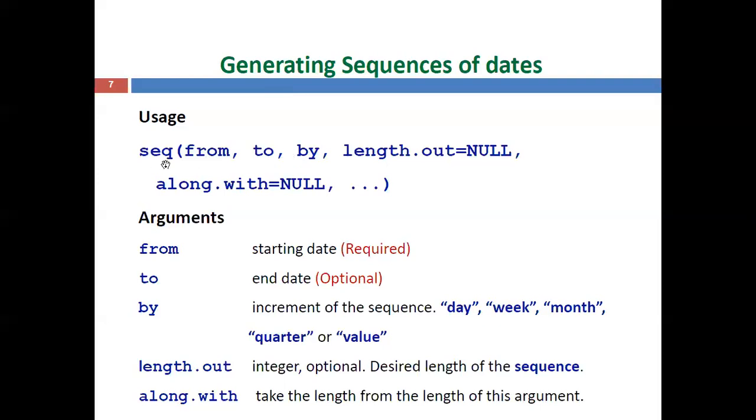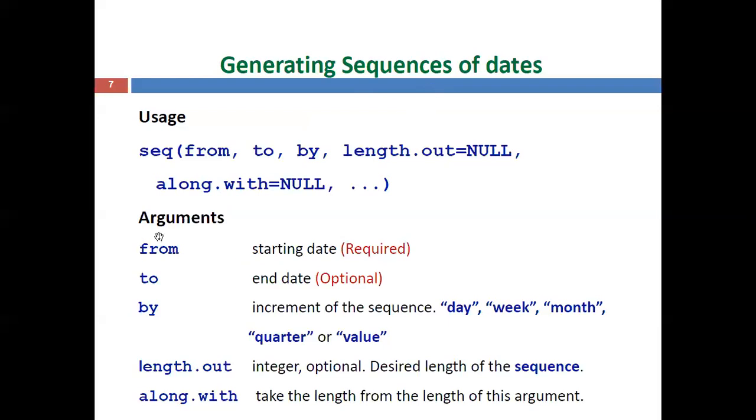So in this you can observe this is the syntax. Again you can recall: seq of from value comma to value, then by value, then length.out equal to NULL, comma along.with equal to NULL, and so on. These are all the various arguments. Now again you can recall the explanation about the arguments. From here we are talking about dates.